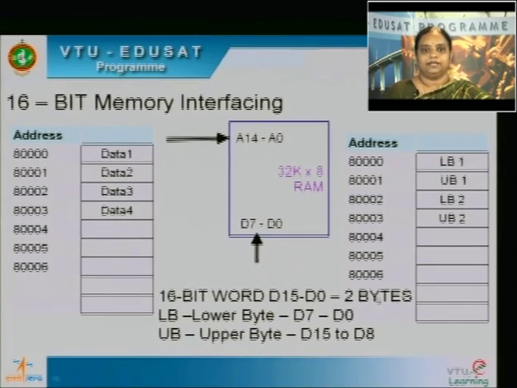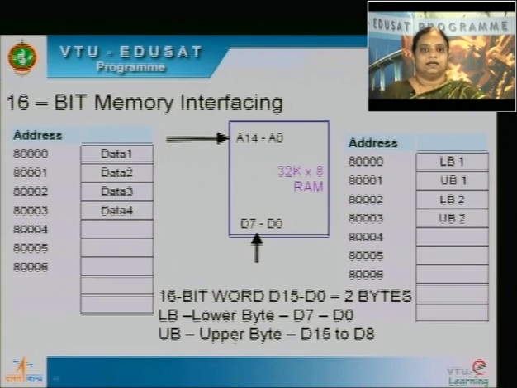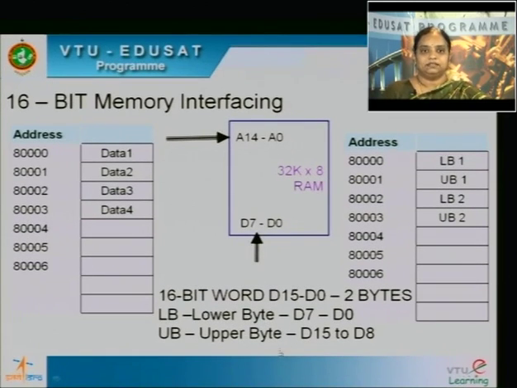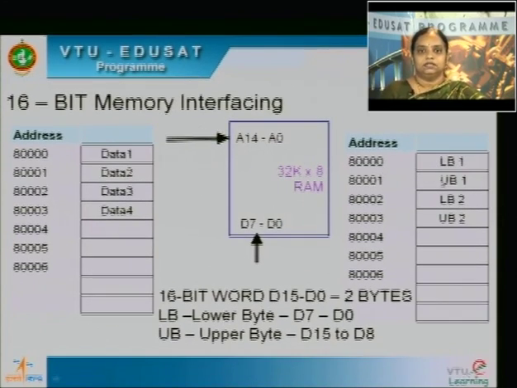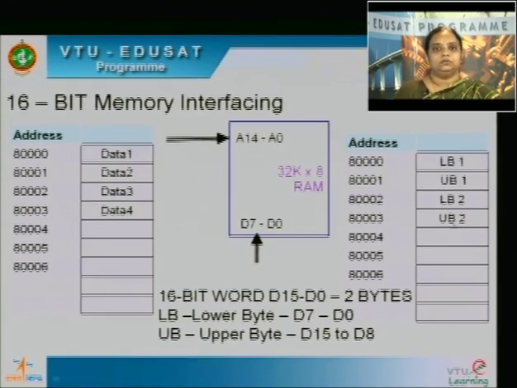It consists of 2 bytes. I'll specify one as the lower byte, also known as LSB, the lower significant byte, and then you also have an upper byte. If these two bytes have to be stored in memory, the convention is that first the lower byte is stored and then the upper byte. Let us say the lower byte is stored at address 8000, then the next consecutive location will have the upper byte. Once you have finished one word, the next word is stored. LB2 and UB2 correspond to the next 16-bit word.